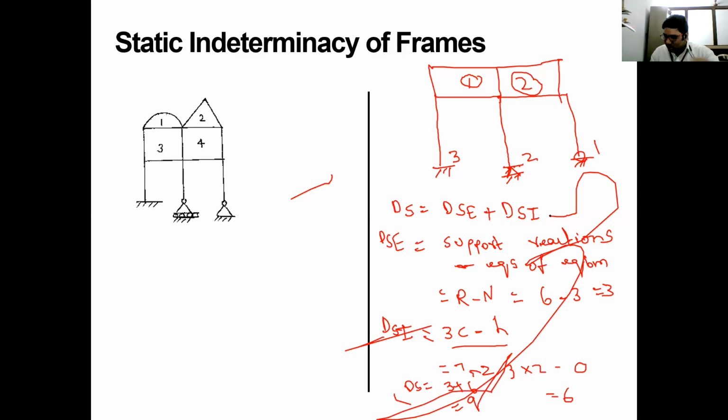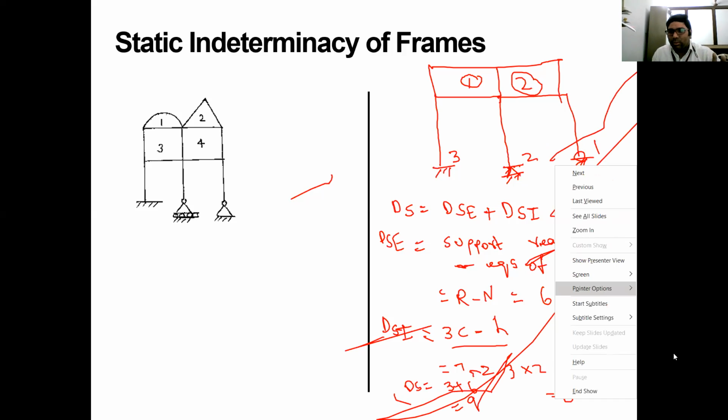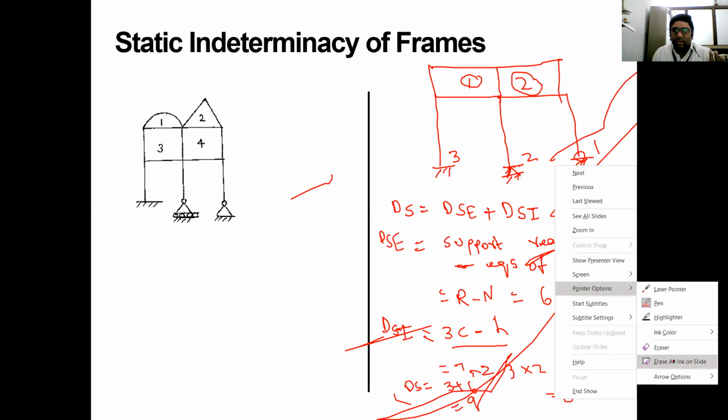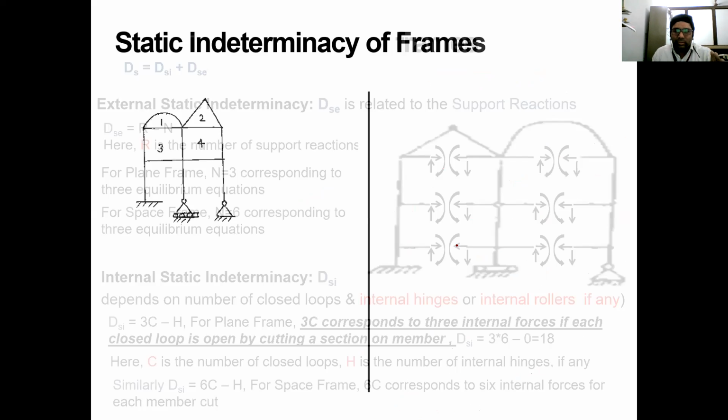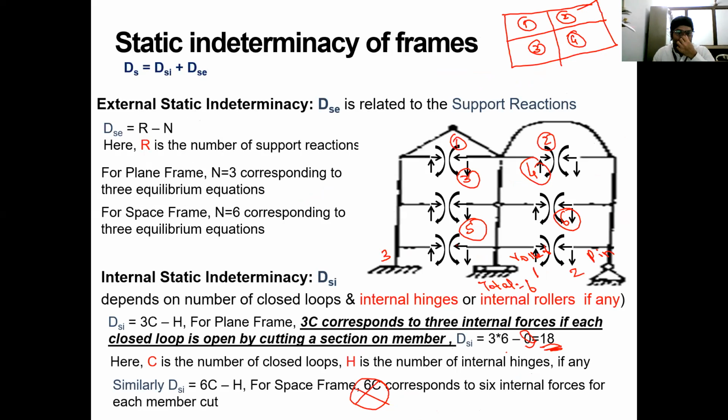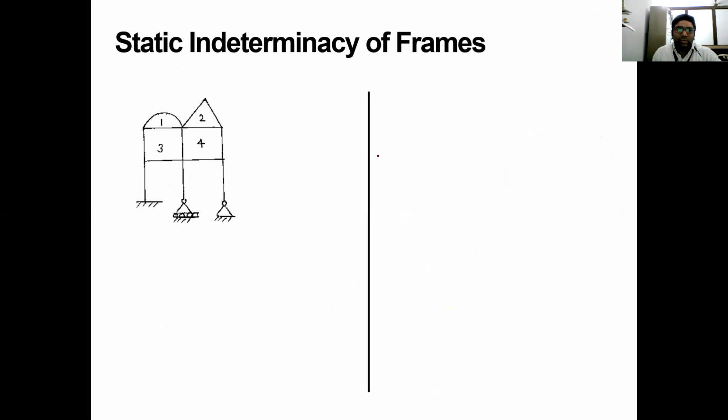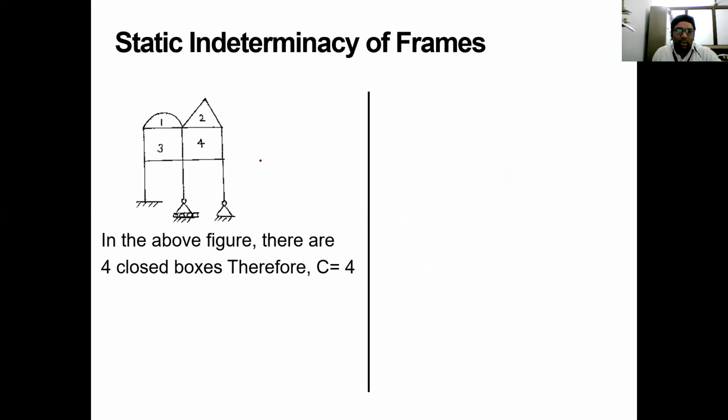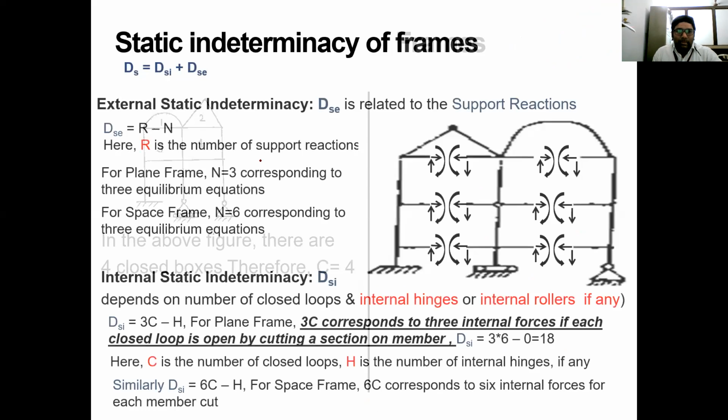So the total degree of indeterminacy is 9. That's how we calculate the indeterminacy. I hope it is clear for all. That's what I have shown here also. Now let us try to solve some more problems here, which is shown on the screen, which is already written. So all of you can think a while.